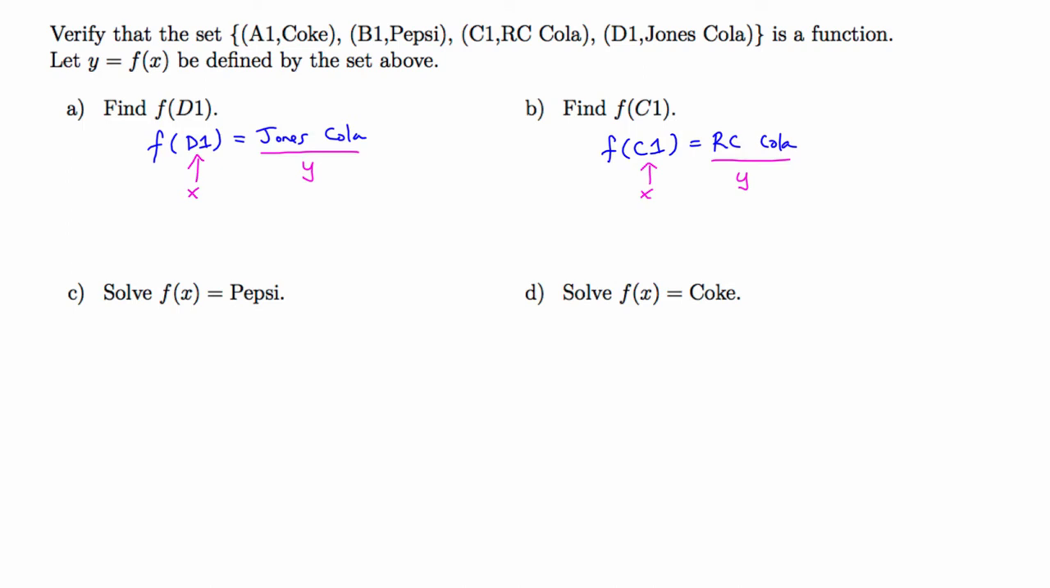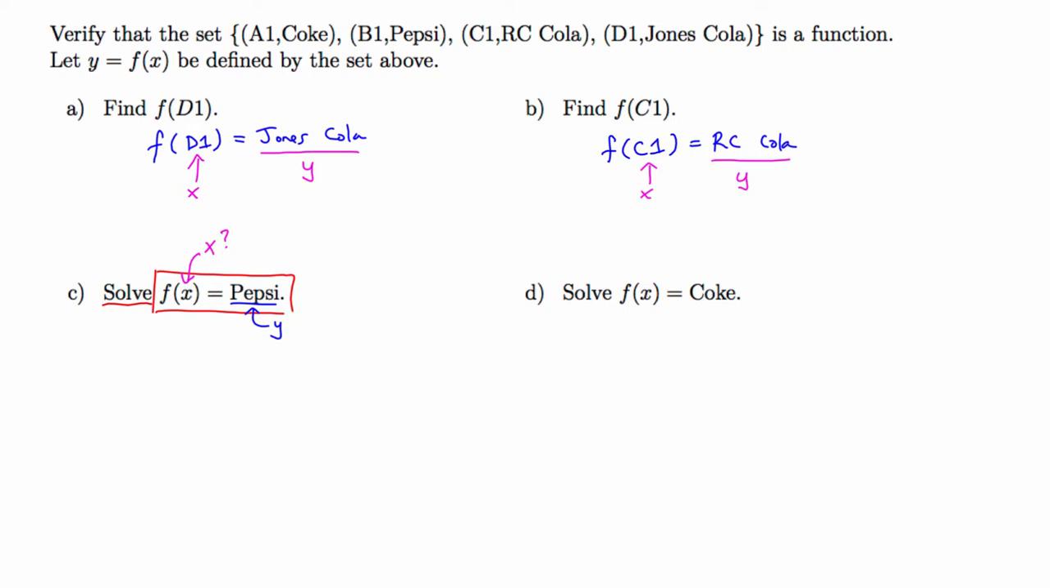In part C, we are asked to solve the equation f of x equals Pepsi. There are three things that should stand out in this statement. The first is that we're being asked to solve, and what we're being asked to solve is an equation. We need to solve the equation f of x equals Pepsi. The second thing that should stand out is that we are trying to solve this equation for x. We do not know the x value. That is what we're trying to find. And the third thing that should stand out is that since it equals Pepsi, Pepsi must be a y value. So this equation is essentially asking, what is the x value paired with the y value of Pepsi?